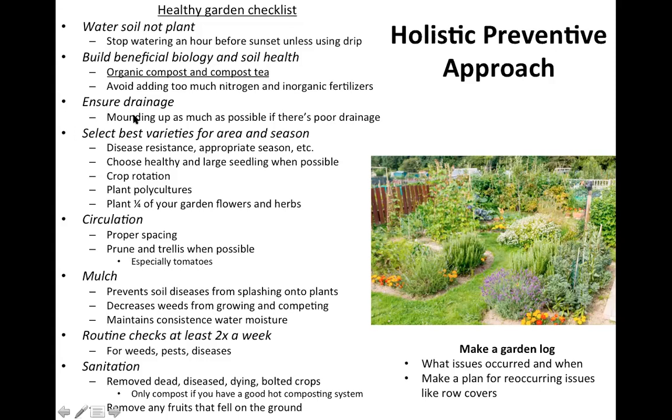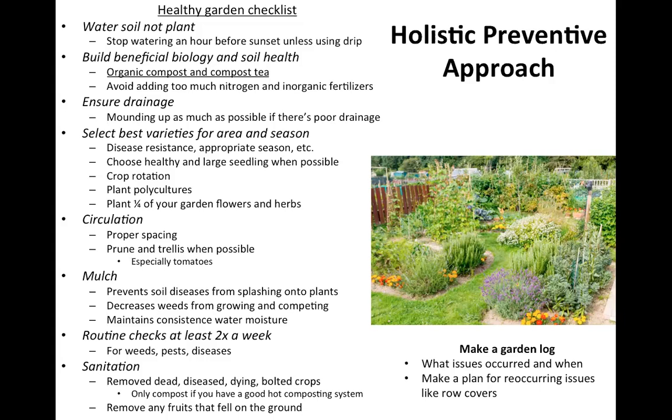A lot of times, it comes down to selecting your varieties. If you've had an issue with a certain kind of disease, like bacterial wilt, you can actually find tomatoes that are resistant to bacterial wilt. So plan ahead. If you've had issues the year before, remember that when you start ordering your seeds, and try to find varieties that are bred to be resistant.